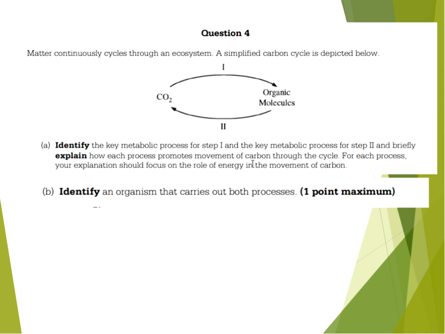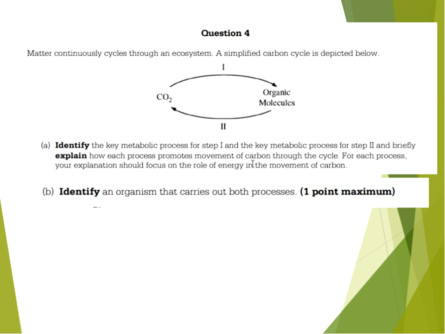All right, and so one other question here, this is a free response. This one shows us that matter continuously cycles through an ecosystem, and a simplified carbon cycle is depicted here. So we've got carbon dioxide in the atmosphere, organic molecules over here, and it just kind of cycles through.